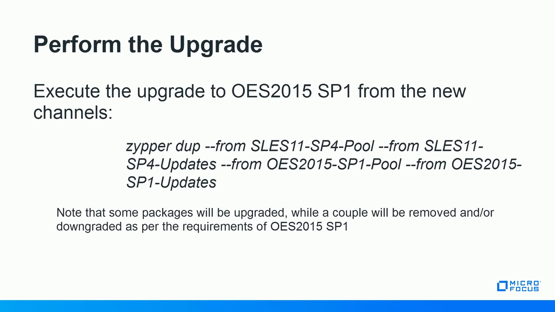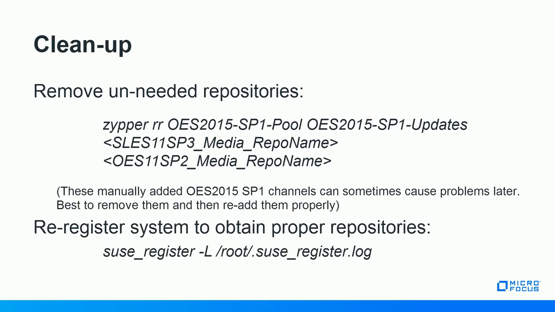Now it's time to perform the upgrade to OES 2015 SP1. This is the command that is used to upgrade the server. Don't be alarmed by some packages being downgraded and/or removed for compatibility reasons with OES 2015 SP1. At a high level, those are all the steps that are required to actually perform the upgrade. During the demo, there were a lot more checks done to ensure that everything was operating properly and as expected. But now the upgrade is complete.